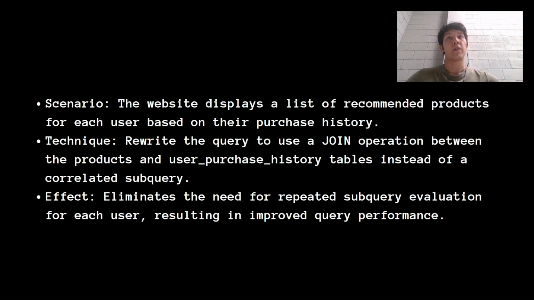Suppose the website displays a list of recommended products for each user based on their purchase history. So we rewrite the query to use a join operation between the products and the user purchase history tables instead of a correlated subquery. It eliminates the need for repeated subquery evaluation for each user, resulting in improved query performance.